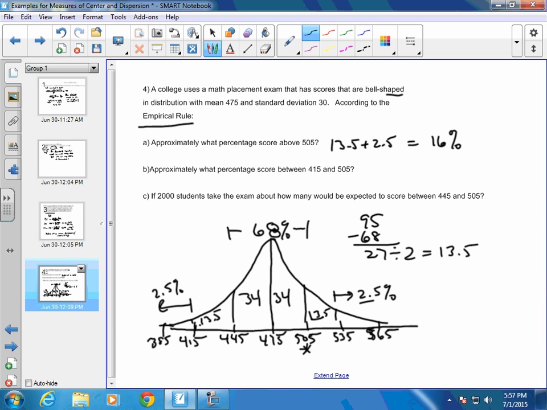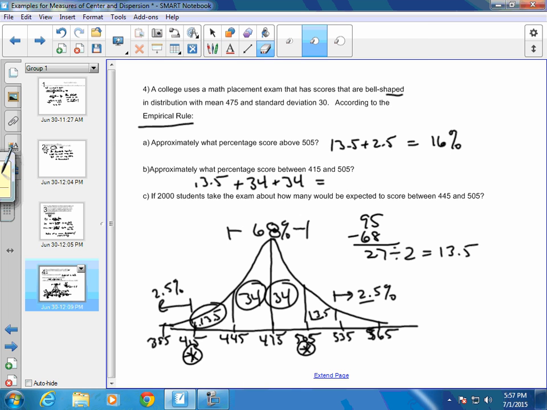All right, how about between 415 and 505? So 415 starting here, 505 ending here. We have the one section of 13.5 right here, and then these two sections of 34. That gives us 81.5%. Now keep in mind, the empirical rule is about approximation, so we're not saying exactly 81.5%, but we expect it to be reasonably close to that.